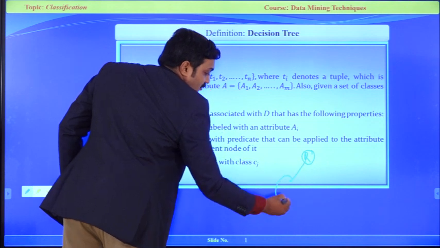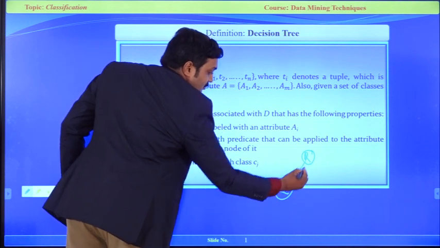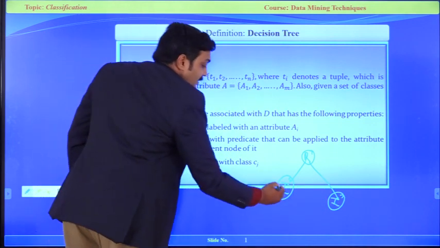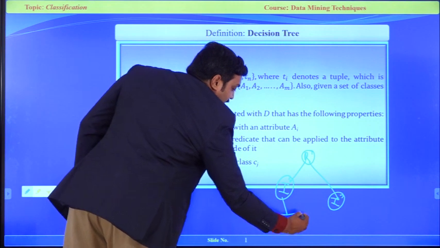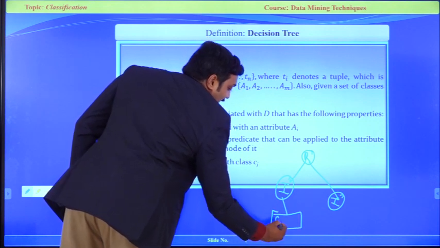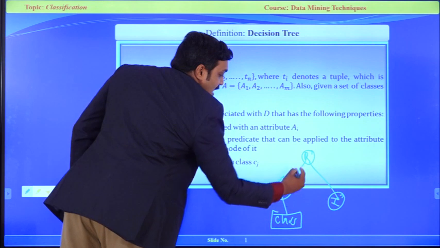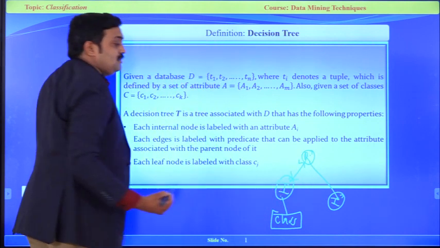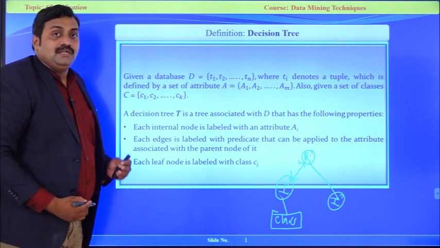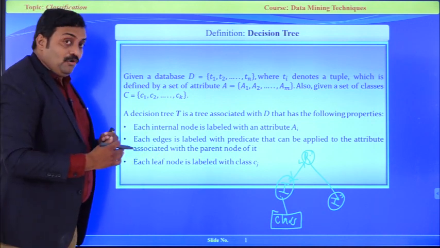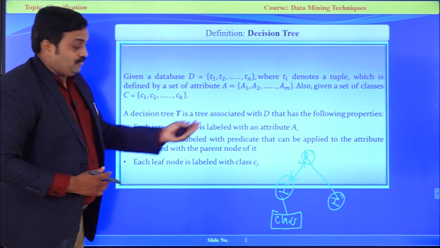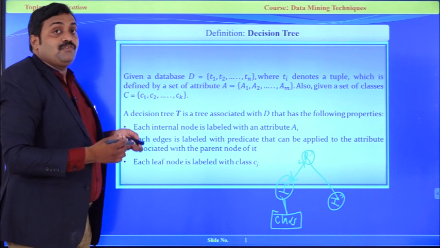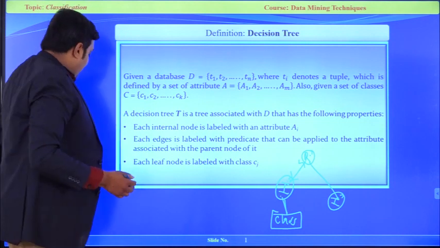From the root node we go to internal node, internal node, internal node, and the last internal node has the leaf, called the class. The relation between the root node and the internal node is given with the help of the edge. It tells how it is related to the parent node, or how this class is related to the internal node. This is a simple decision tree definition.